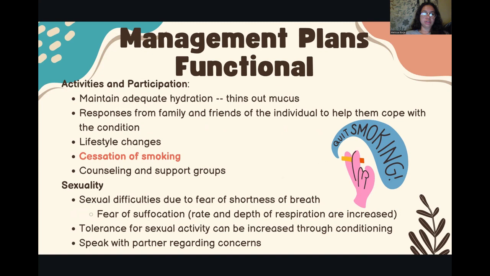Activities and participation continuation. So maintaining adequate hydration. Hydrating yourself thins out the mucus. Responses from family and friends of the individuals help them cope with the condition. Lifestyle changes: cessation of smoking, counseling and support groups. How it affects sexuality is that sexual difficulties due to fear of shortness of breath may occur. They have fear of suffocation. Tolerance for sexual activity can be increased through conditioning, and it's best to speak with their partner regarding concerns.